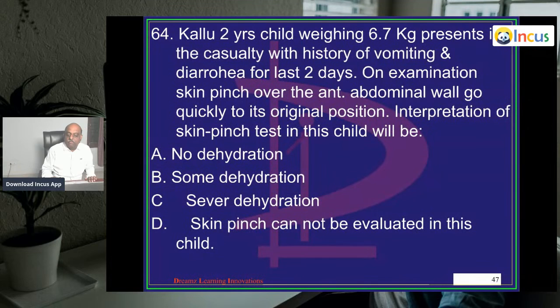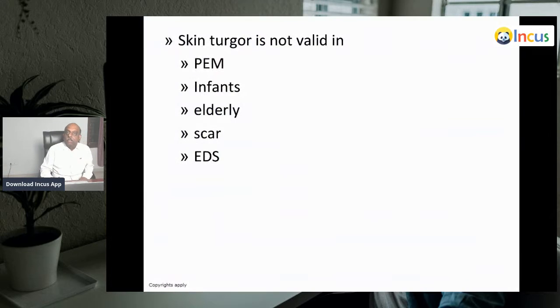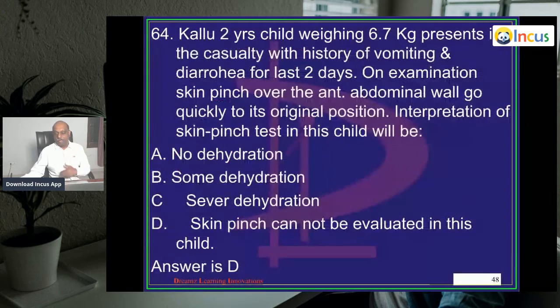Kallu, 2-year-old, weighing 6.7 kgs, presents to the casualty with a history of vomiting, diarrhea for the last 2 days. So what is the interpretation of the skin pinch test in this child? This is a beautiful question. Remember one thing: in children with protein energy malnutrition, infants, elderly, scars, Ehlers-Danlos syndrome, skin turgor is not a valid way to do the assessment. That is what the examiner is trying to ask you very clearly.